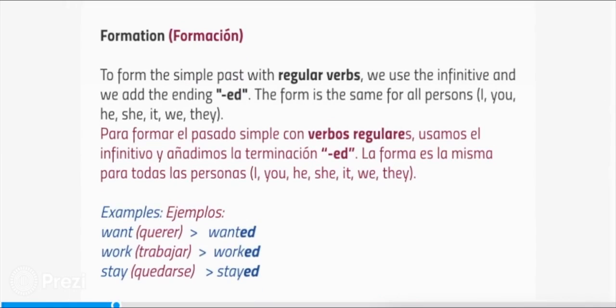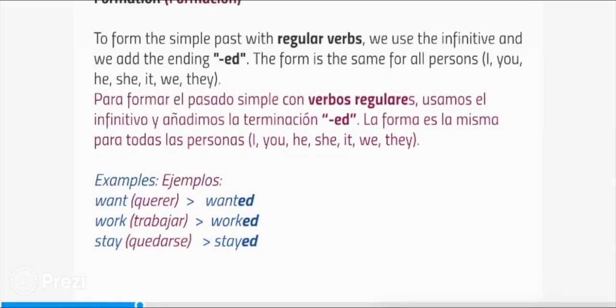Formation. To form the simple past with regular verbs, we use the infinitive and we add the ending -ed. The form is the same for all persons: I, you, he, she, it, we, they. Examples: want, wanted; work, worked; stay, stayed.